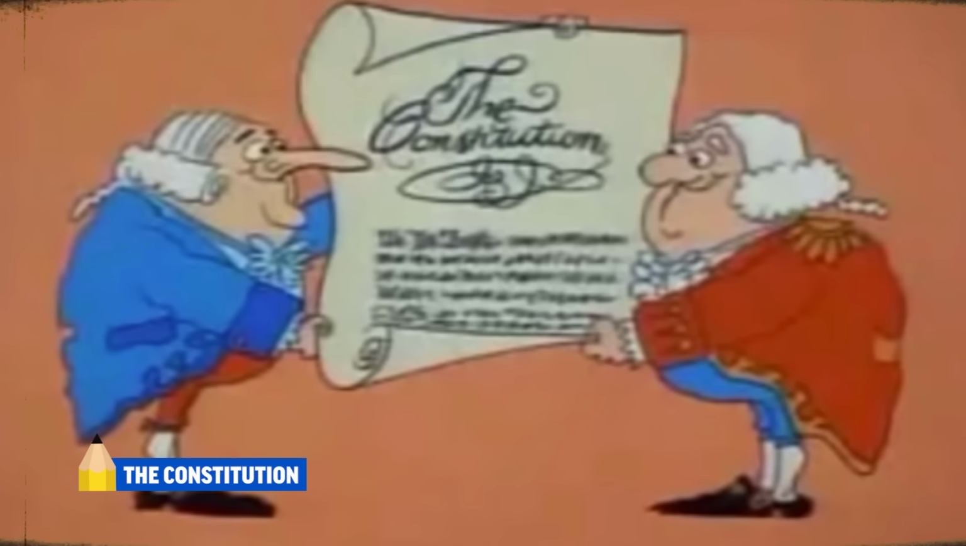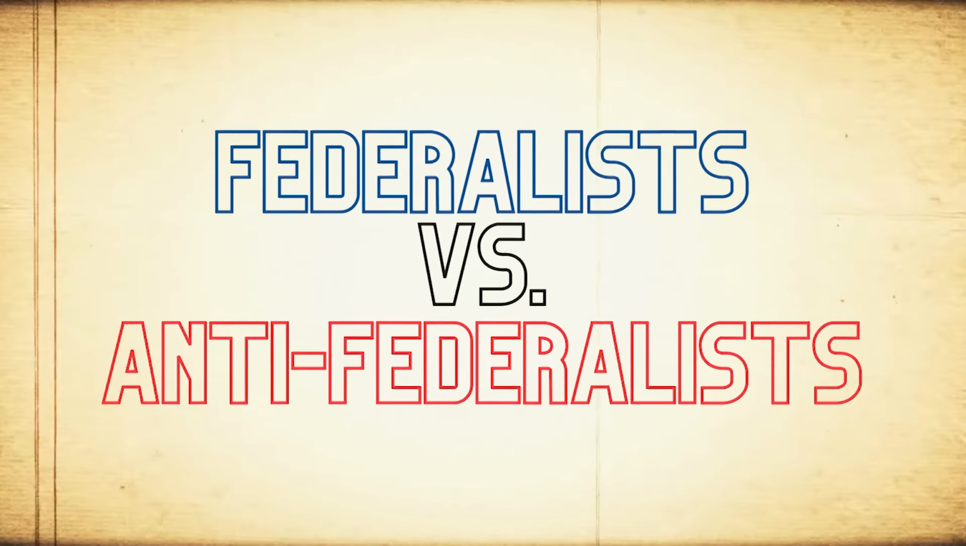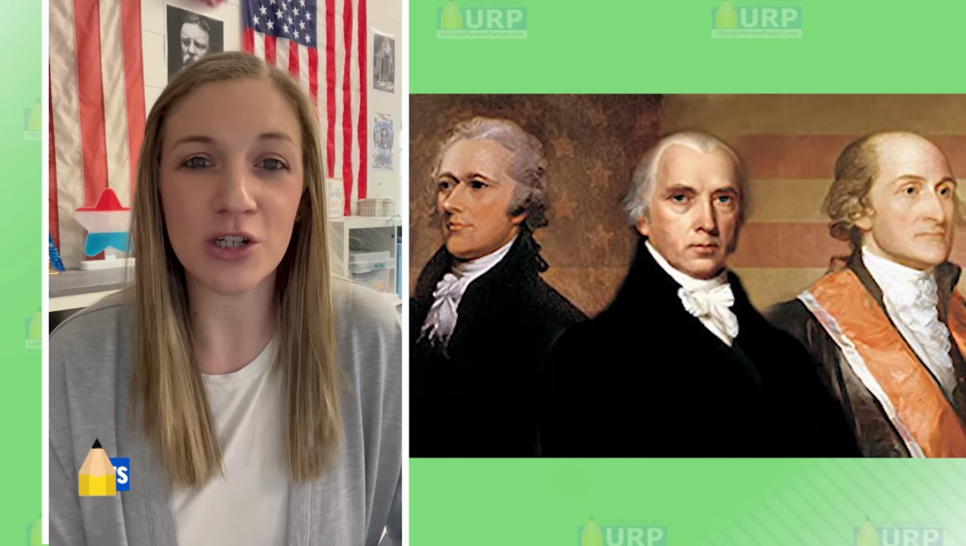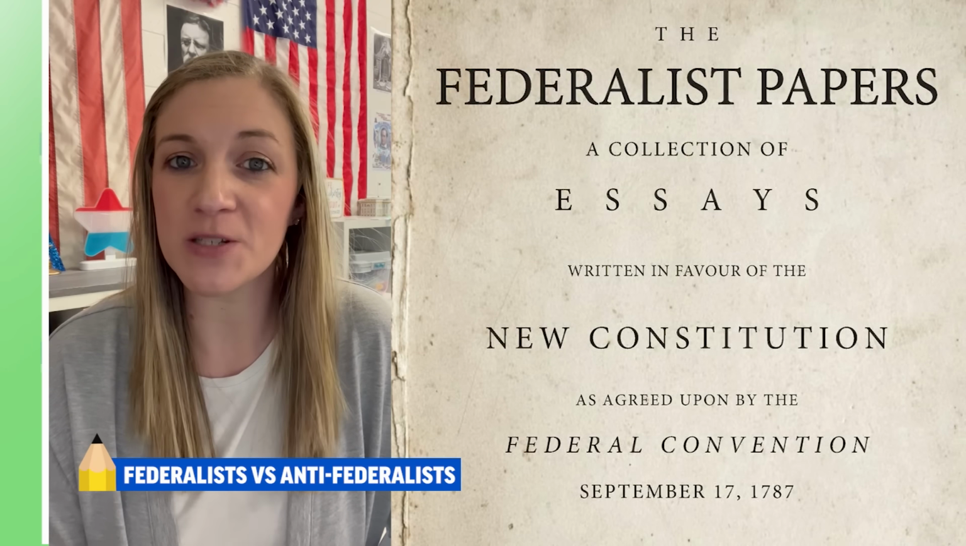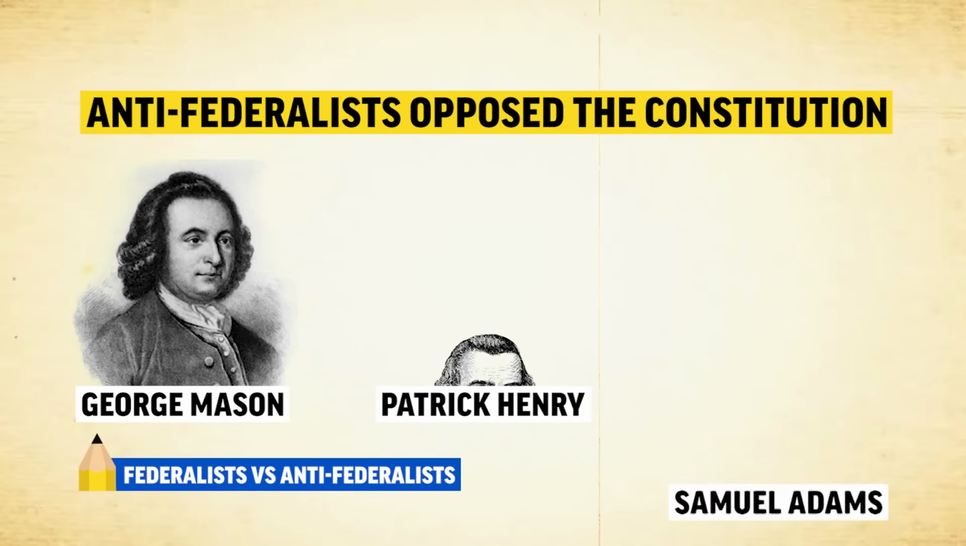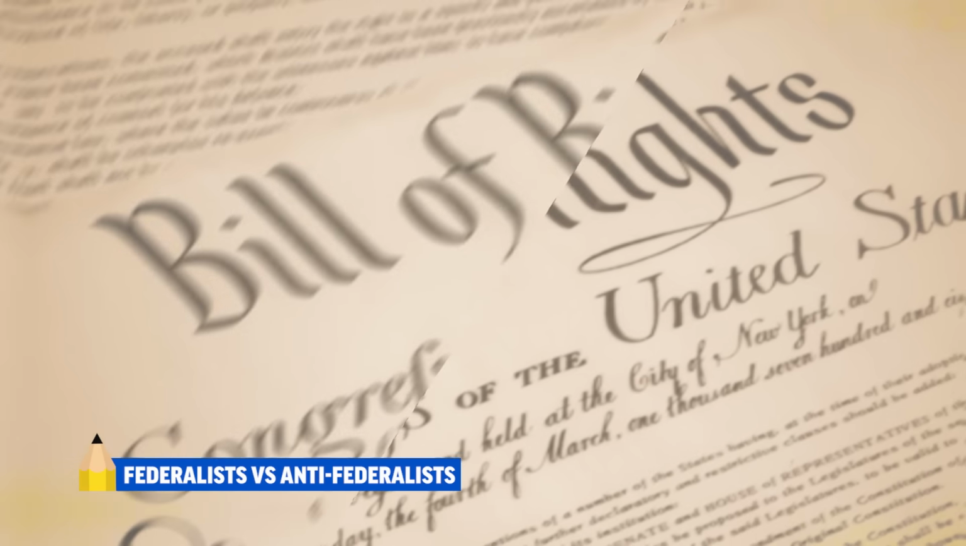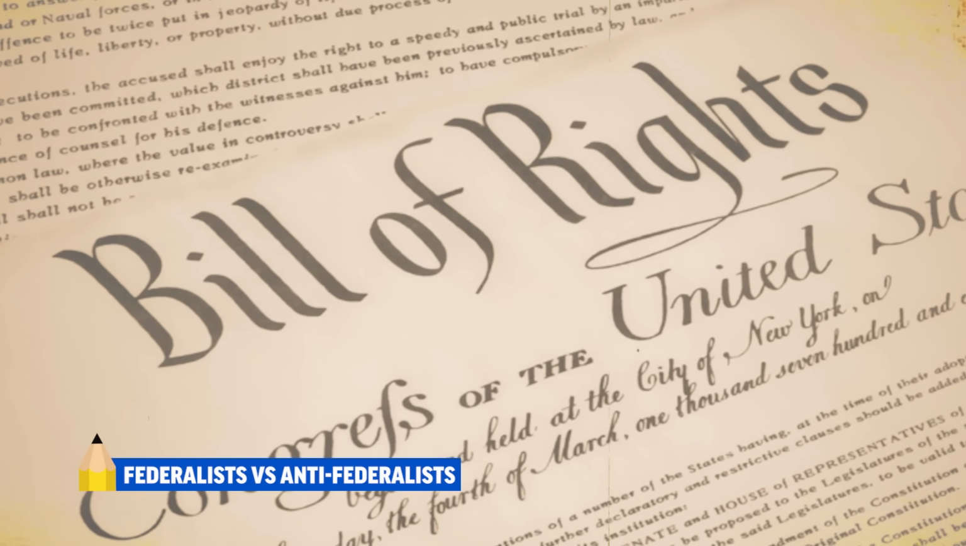Once the Constitution was finished, it went to the states for ratification. Factions developed between the Federalists and the Anti-Federalists. The Federalists wanted a stronger central government, so they wrote the Federalist Papers to convince the states to ratify the Constitution. The Anti-Federalists opposed the Constitution. They felt it made the federal government too strong. They also demanded a Bill of Rights be added before they would ever consider ratification.